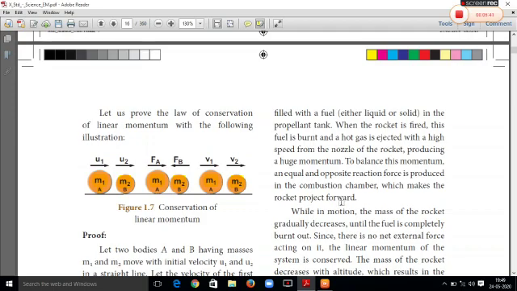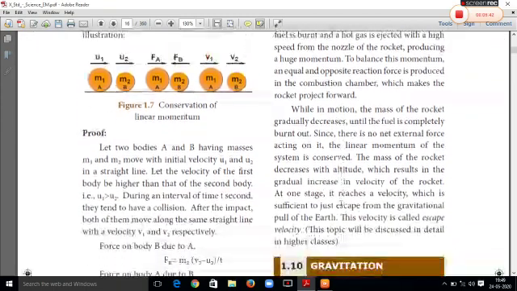While in motion, the mass of the rocket gradually decreases until the fuel is completely burnt out. There is no net external force acting on it. The linear momentum of the system is conserved. The mass of the rocket decreases with altitude. When the mass decreases, the velocity increases. So, there is a gradual increase in the velocity of the rocket. At one particular stage, it reaches a velocity which is sufficient to just escape from the gravitational pull of the earth. This velocity is called escape velocity.